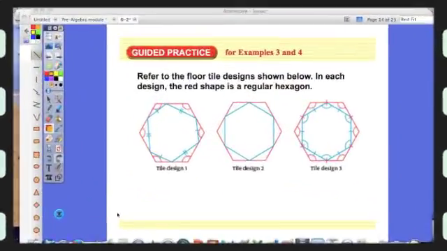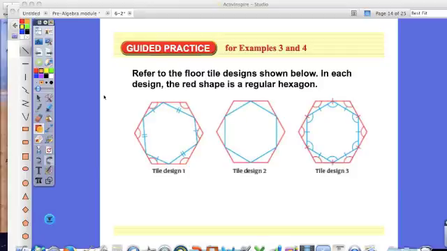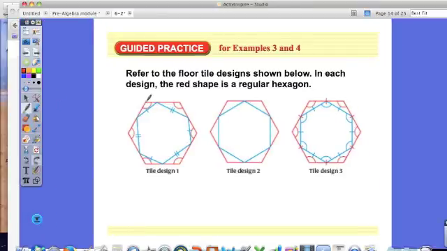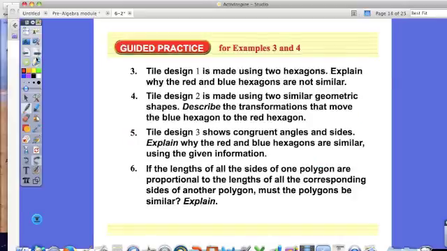Refer to the floor tile design shown below. In each design, the red shape is a regular hexagon. So if this is a regular hexagon, that means all of the sides on the red are equal, are congruent, and all of the angles are congruent. Okay? Here in tile design 1, we have tile design 2 and tile design 3. We're going to click back and forth to look at the questions here.